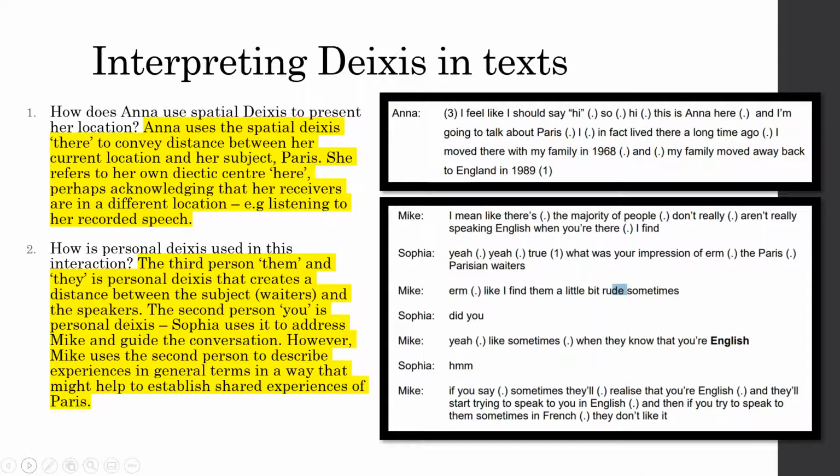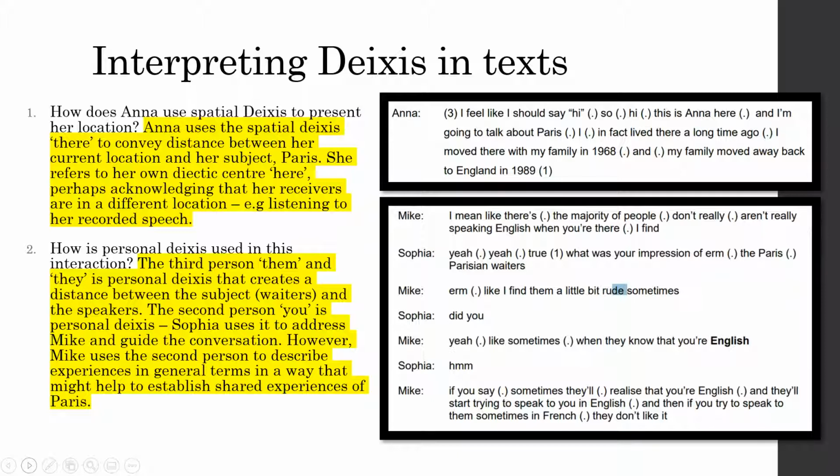In the second extract, the third person, them and they, creates a kind of distance between the subject, which is waiters, and the speakers. The second person, you, is also an example of personal Deixis, but I think it's used a little bit differently. If you looked at the difference between the way that Sophia and the way that Mike are using this personal Deixis, you'll notice that Sophia uses the second person to address Mike.